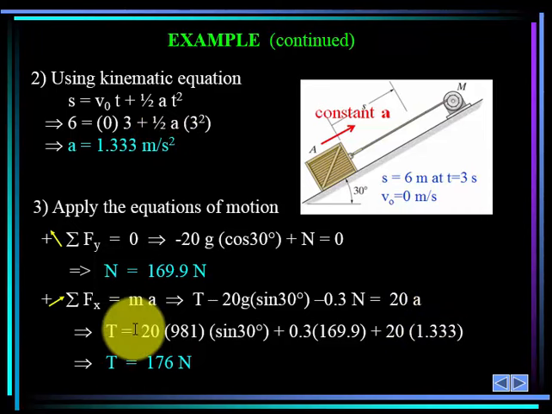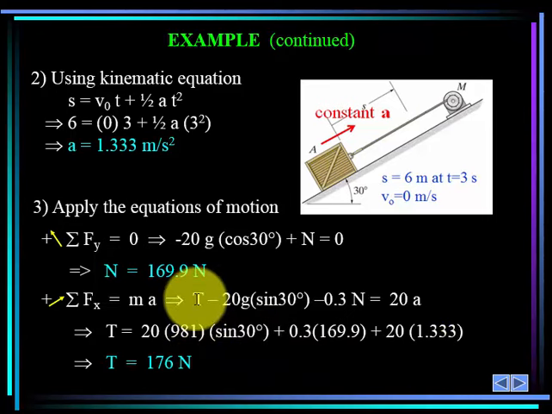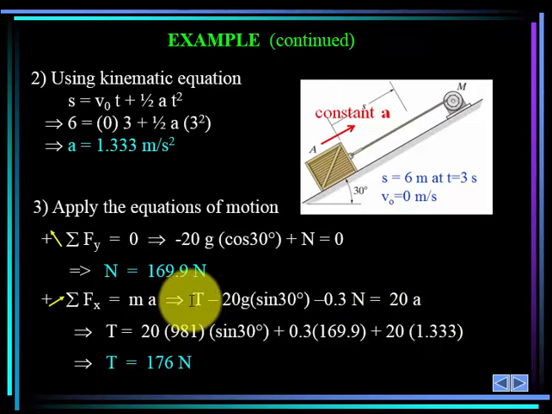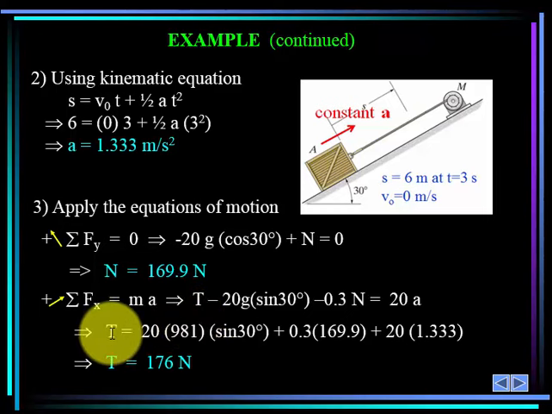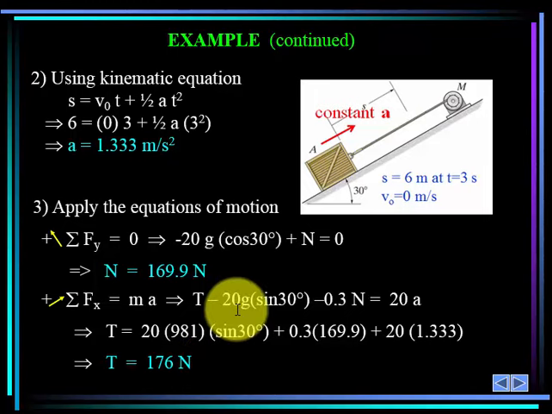So, plugging in everything that is known to the problem, T, the rope tension, is unknown. The normal force is known at this point because we've just solved for it. The acceleration is known. The only unknown in this equation is the rope tension, and we solve for the rope tension as that only unknown, and we come up to 176 newtons. And that should end that problem. Well, yes, that would end that problem.